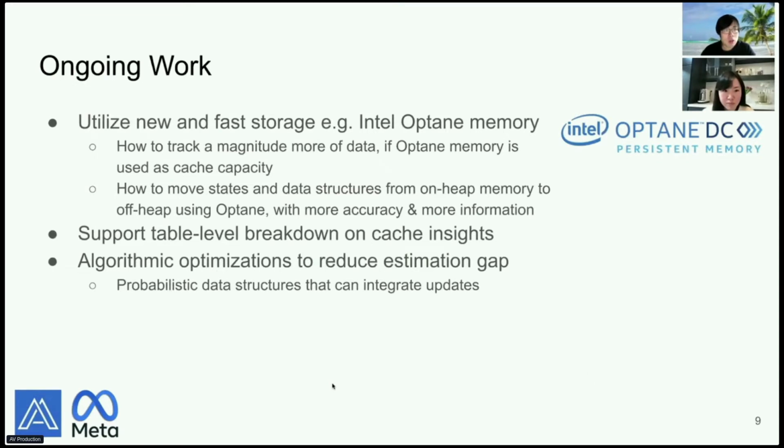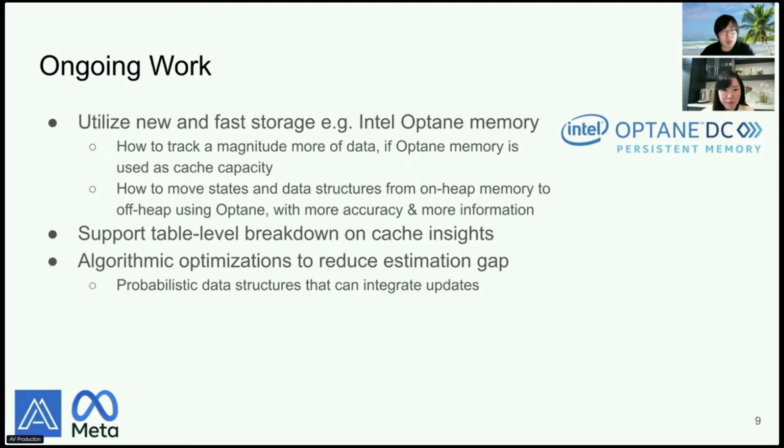There's some ongoing work to further improve Alluxio data cache, shadow cache. One is to explore the possibility of using new and faster emerging storage like Intel Optane memory. How to track when this Optane memory is used for caching data. How we can track an order of magnitude more data if Optane memory is used. And also, how do we move the data structure from on-Java-heap memory to off-heap, like Optane memory, with more accuracy or more information.